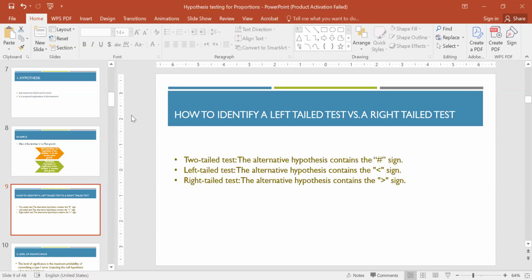In a left-tailed test, the alternative hypothesis contains the less than sign. For example, if we are studying the effect of vaccine B and vaccine A, and we say that vaccine B is less effective than vaccine A, this less than sign comes in a left-tailed test. In a right-tailed test, the alternative hypothesis contains the sign of greater than, more than, or larger than. For example, if we say that vaccine B is better than or more effective than vaccine A, this will be a right-tailed test.